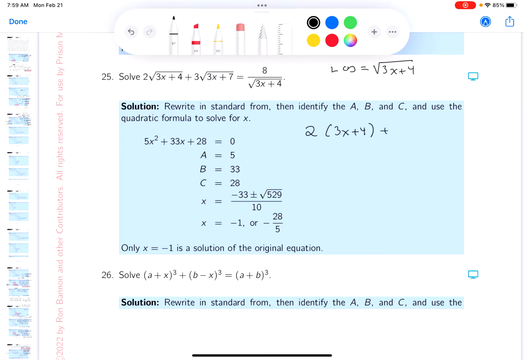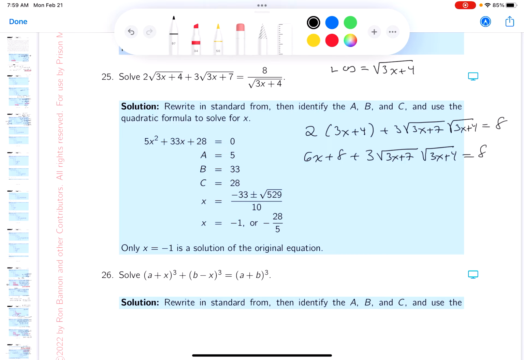Now, the next guy, a little more difficult. You're going to get 3, and then you get the root of 3x plus 7 and the root of 3x plus 4. And what do you get on the right side? 8. All right, I'm going to do a little simplification over here, and this is going to be 6x plus 8 plus 3 root of 3x plus 7 times root of 3x plus 4 is equal to 8. And now, let's see what we can do over here.